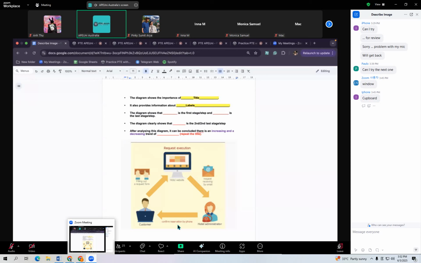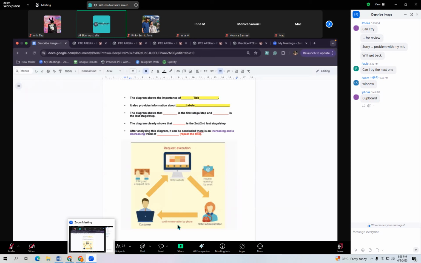Sorry, let's restart. The image shows the importance of request execution, and it also provides information about request receiving by email, hotel administrator, customer filling out a request form. The image shows that hotel website is the first step, confirm reservation by phone is the last step. The image also clearly shows that hotel administrator is the second step. After analyzing this image, it can be concluded that there is an increasing and a decreasing trend of request execution.